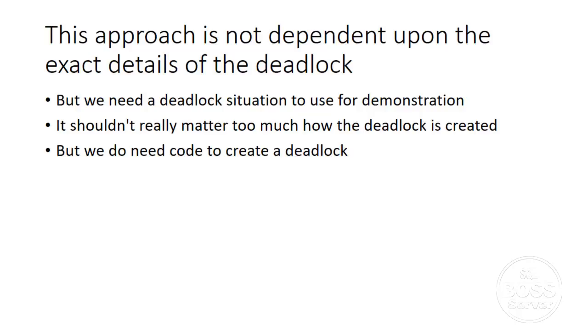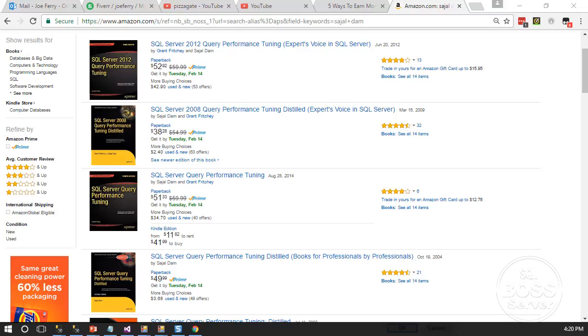It shouldn't matter too much how the deadlock is created, but we do need to be able to create a deadlock. The code I'm using to generate a deadlock is based on code from pages 427 and 428 of SQL Server Query Performance Tuning Distilled from 2004 by Sajal Dam. Looking at Amazon, I see the book has been updated several times by him and a co-author, Grant Fritchey, so I'm going to have to get a newer version. But I suspect most of what I see in this book is still applicable. This is a very good book.